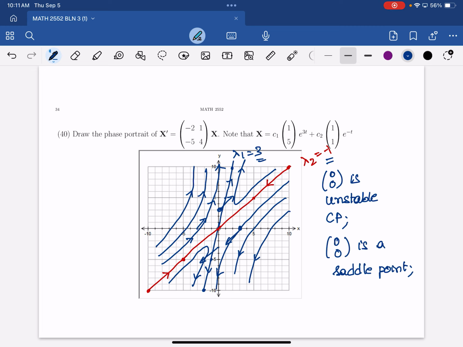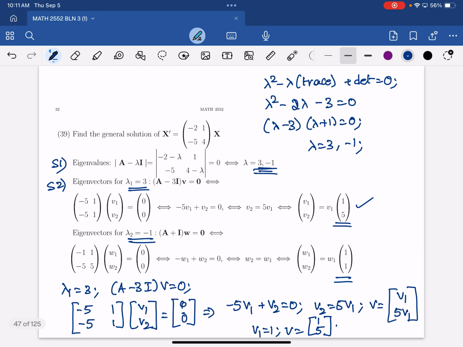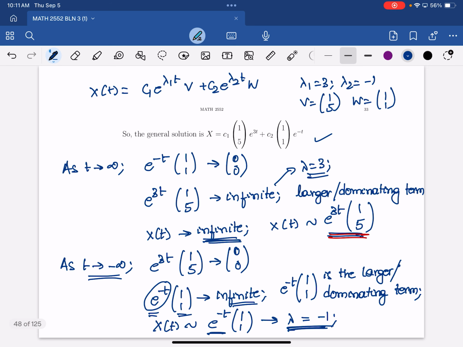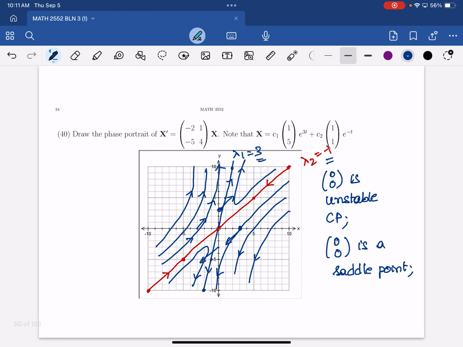I'm going to talk a little bit more. So hold your questions for a few minutes, and I'll speak to you in a moment. Are we together so far? So what did I do? The first step is to find the critical point. The second step is to find eigenvalues, then eigenvectors, write the general solution, and then find out what is my dominating term, and then draw my arrows in which direction my curves are moving, and then I drew my solution curves. Is that clear?